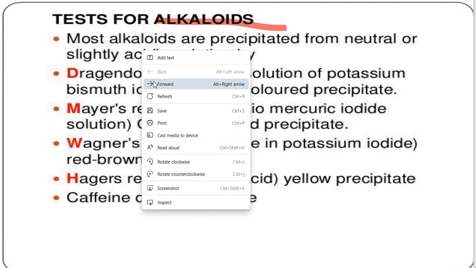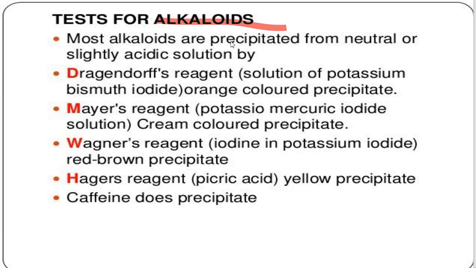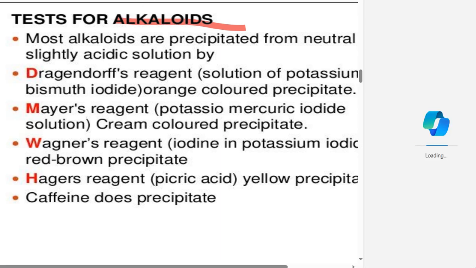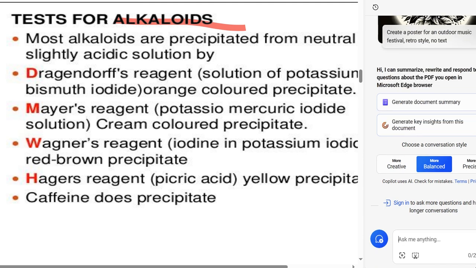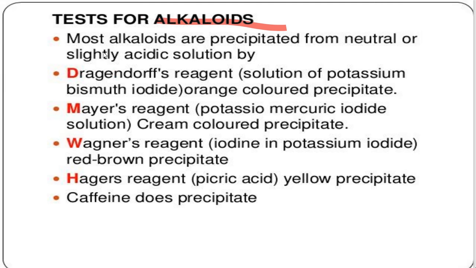So most of the alkaloids are precipitated by neutral or slightly acidic solutions. First is the Dragendorff reagent, solution of potassium bismuth iodide. Now what is this? Okay. So what is in Dragendorff reagent? We treat the alkaloid sample with potassium bismuth iodide, which gives an orange color precipitate. So that tells us the presence of your alkaloid.